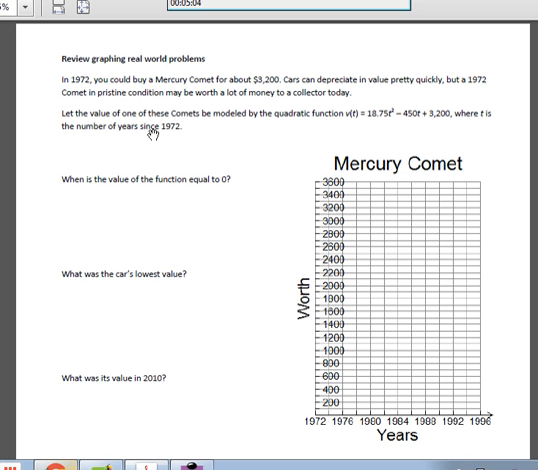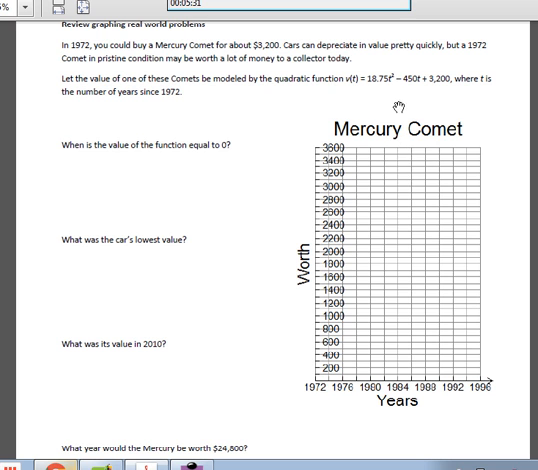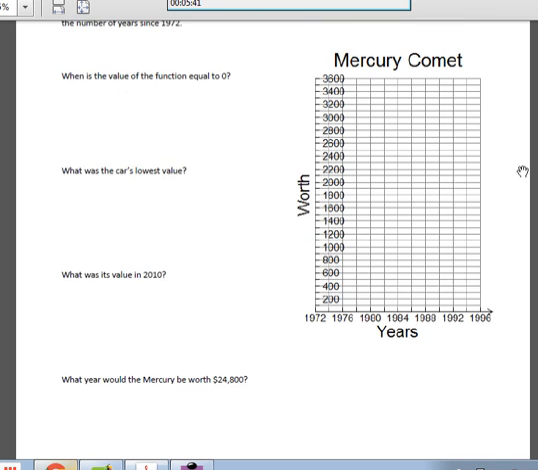Page 53. In 1972, you could buy a Mercury Comet for about $3,200. Cars can depreciate in value pretty quickly, but a 1972 Comet in pristine, that means excellent, condition may be worth a lot of money to a collector today. In other words, the value goes back up. Let the value of one of these comets be modeled by the quadratic function v of t equals 18.75 t squared minus 450t plus 3,200, where t is the number of years since 1972.